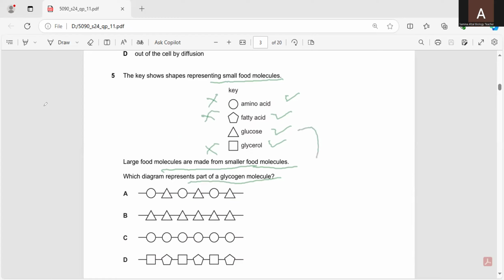Glucose will change into glycogen. So glucose is a micromolecule or smaller molecule, and glycogen is the macromolecule. So in this case, B is the answer. A, C, and D are not the correct answers. So that was question number 5.